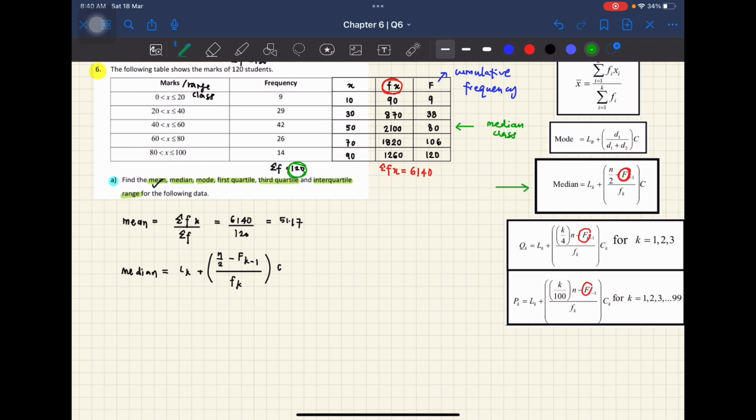Okay, settled, that is my median class. Okay, so apa yang saya nak kena buat sekarang ni? Okay, so sekarang kalau tengok, kita ada banyak benda yang kita nak kena masukkan. So I need to find LK. LK is apa? LK is a lower boundary of my median class.